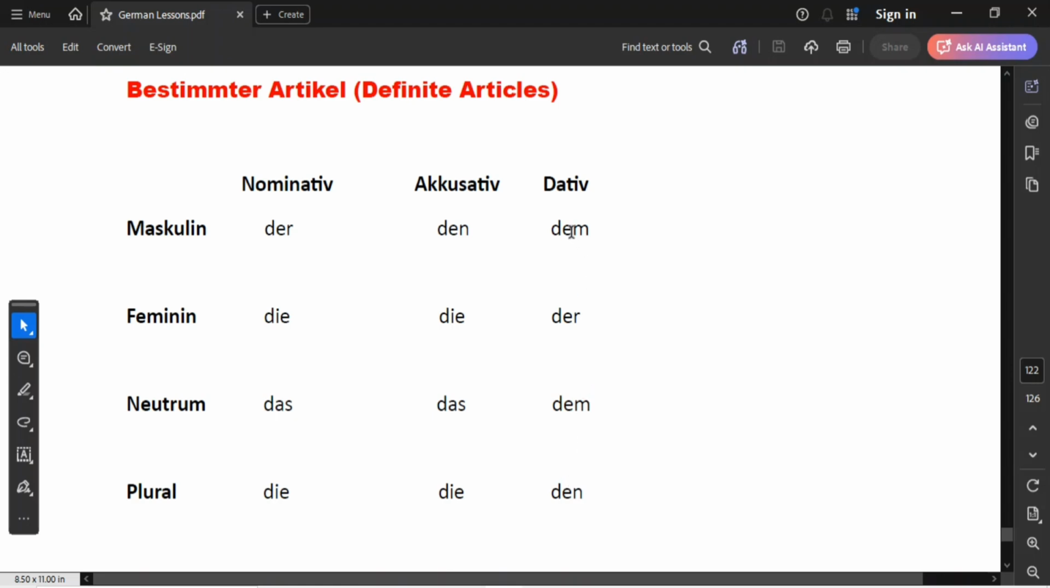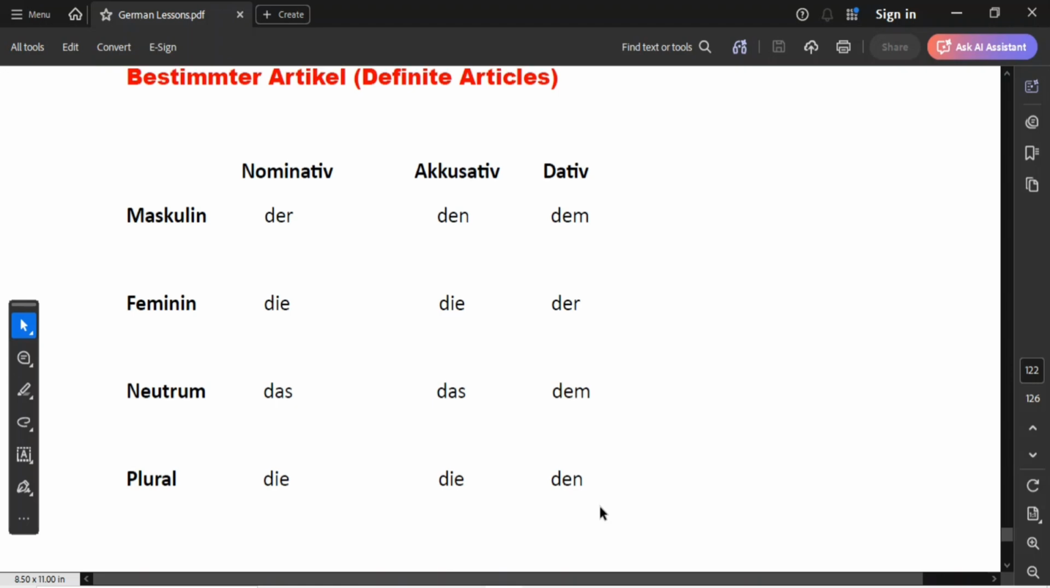As you can see, in dative we have dem in neutrum and masculine. So in masculine and neutrum we have dem, so those are the same. Then in feminine we have der, and in plural we have den. So that is bestimmte Artikel.